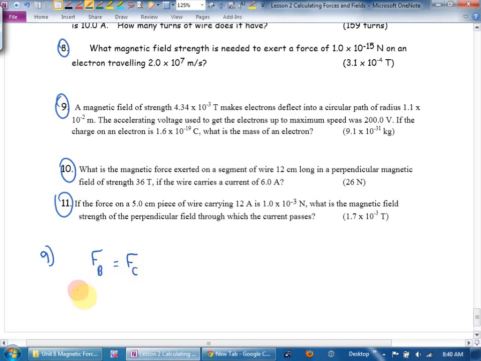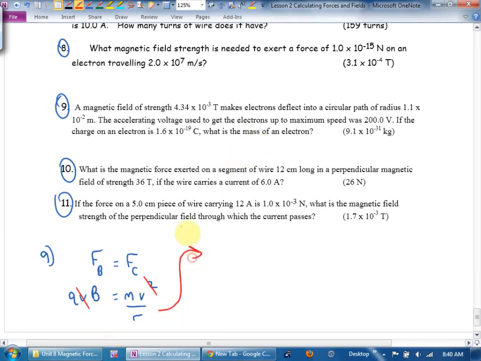Where magnetic force is QvB, and centripetal force is mv squared over r. Nothing really new there. We did that a few times last day, Sally. Oh, and we said, yay, we can cancel out one of the Vs. And they want us to find the mass of the electron.